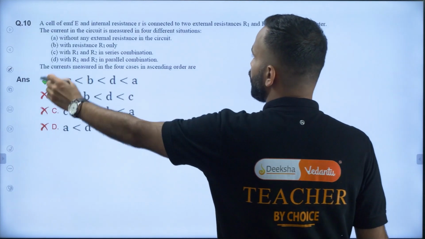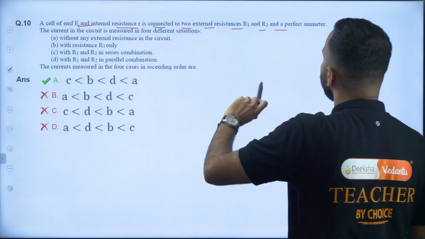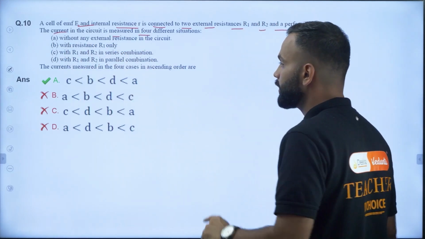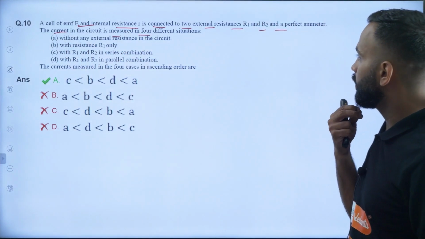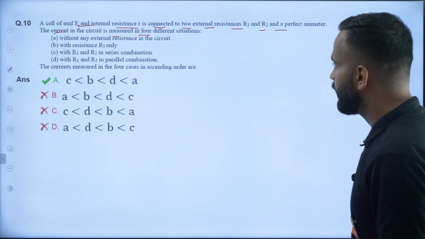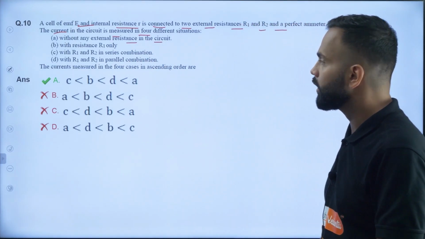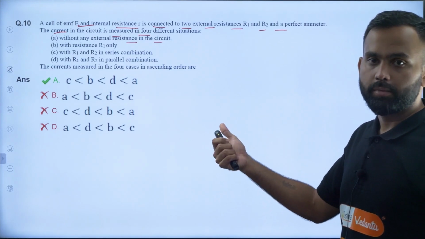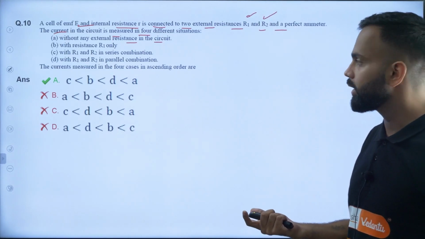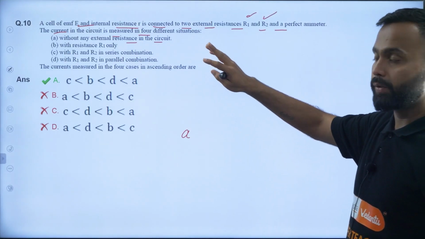Question number 10. A cell of EMF E and internal resistance R is connected to two external resistances R1 and R2 and a perfect ammeter. The current in the circuit is measured in 4 different situations. In which case is the current more? Without any external resistance in the circuit, the current will be maximum, if R1 and R2 are absent. So A has the highest current in the first situation.